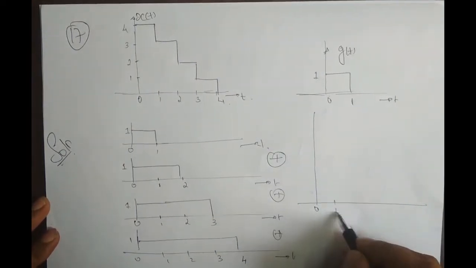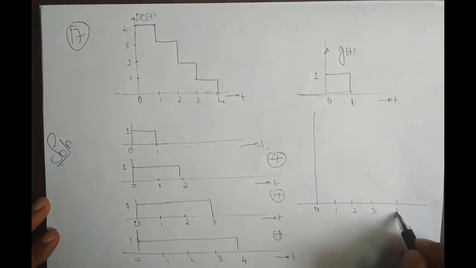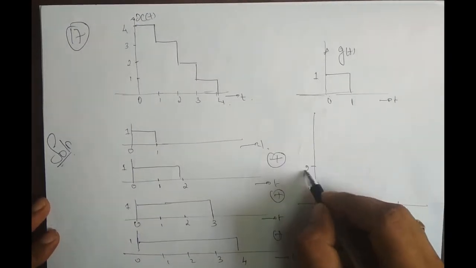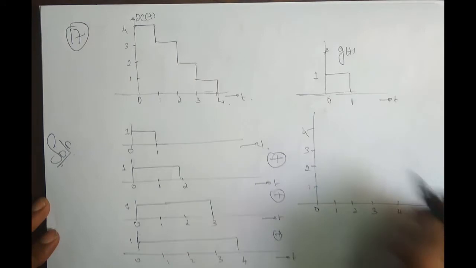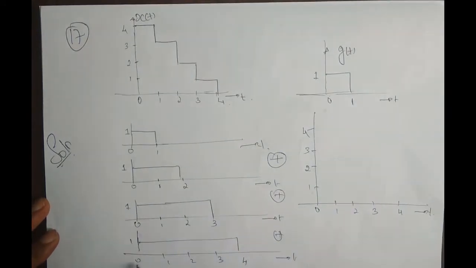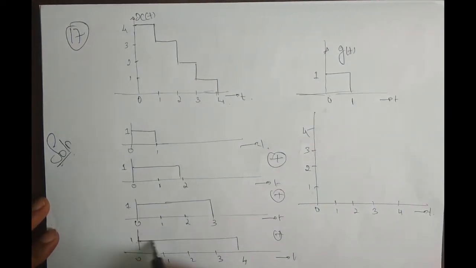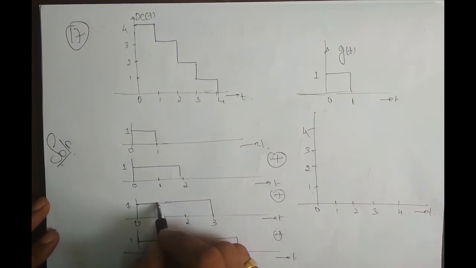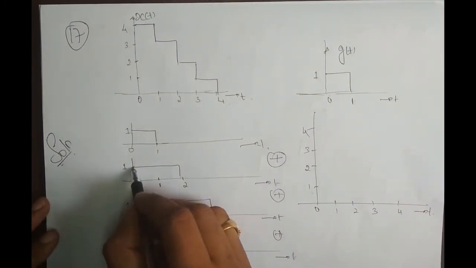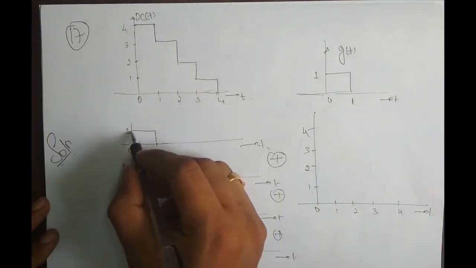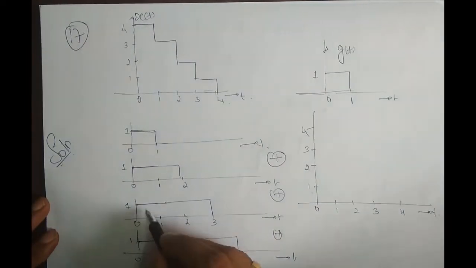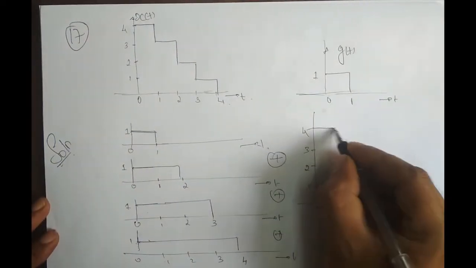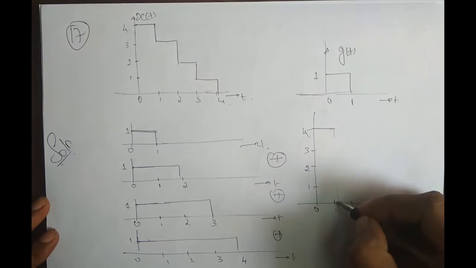So this is 0, 1, 2, 3, 4, and this is 1, 2, 3, 4. This is t. So for t varying from 0 to 1, what is the amplitude of the first signal? 1 plus. What is the amplitude of the second signal? Plus 1 plus. What is the amplitude of the third signal? 1 plus what is the output of the fourth signal? 1. So 1 plus 1 plus 1 plus 1 is 4, for t varying from 0 to 1.